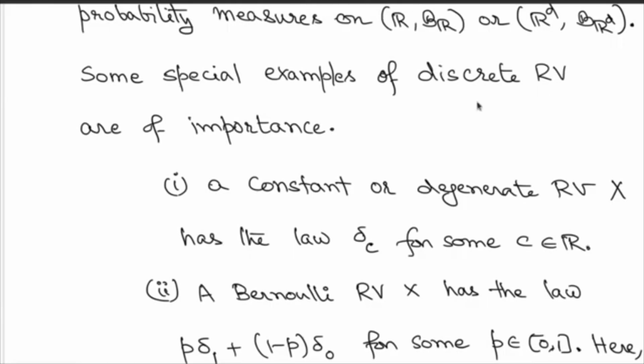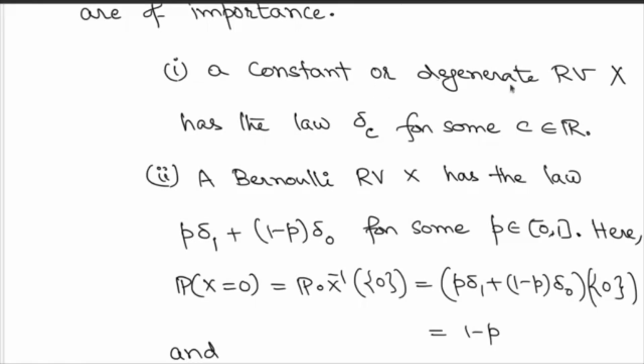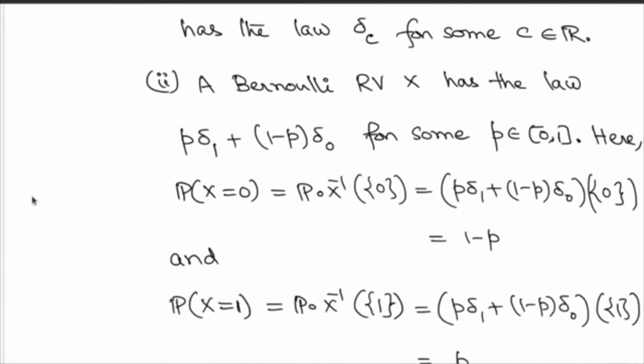Okay. So remember, a constant or a degenerate random variable has the law given by some appropriate Dirac mass, right? So here c is some constant in the real line. But if you go to a non-trivial random variable, taking two possible values, then there is this nice example of a Bernoulli random variable, and it has the law which is given by a convex linear combination of the Dirac masses.